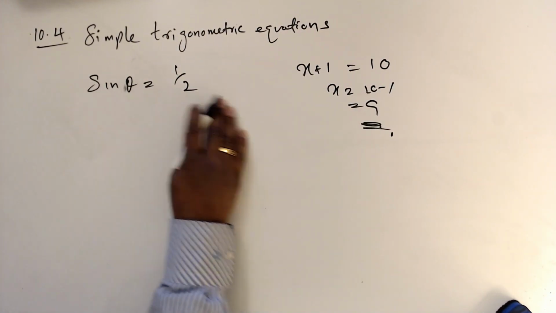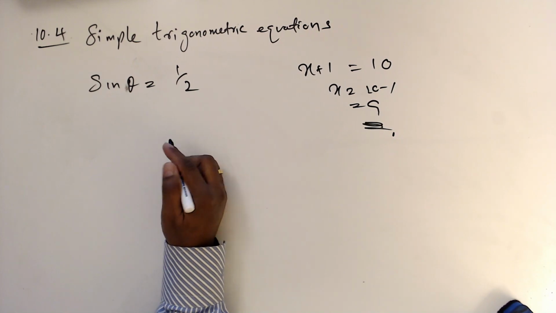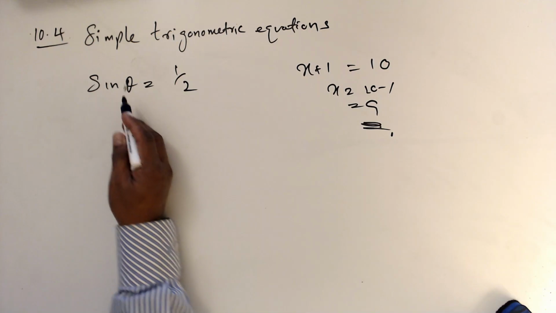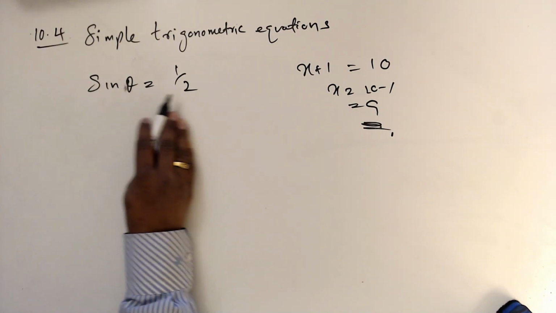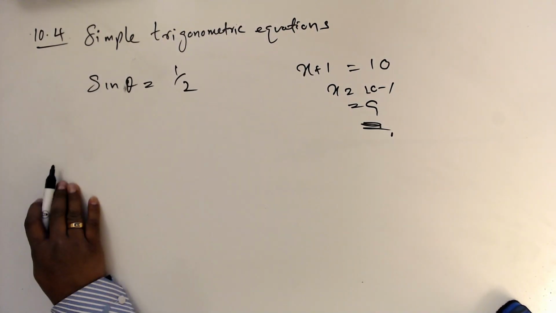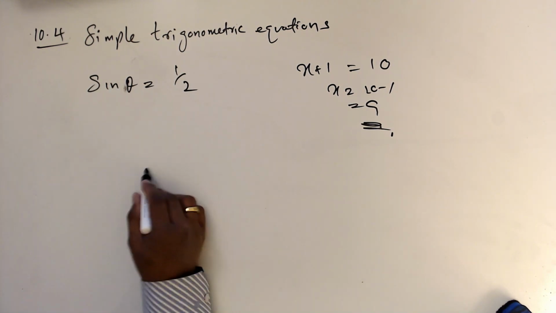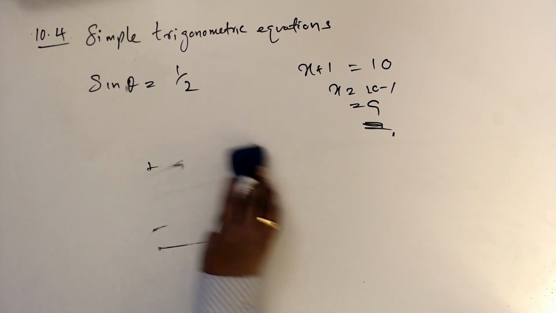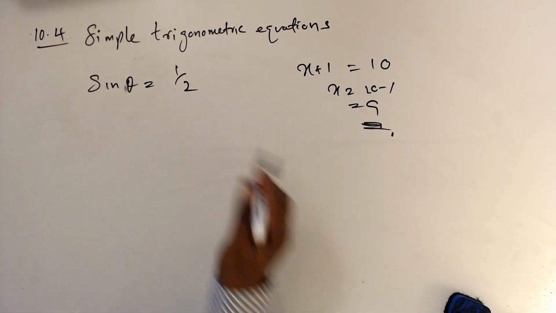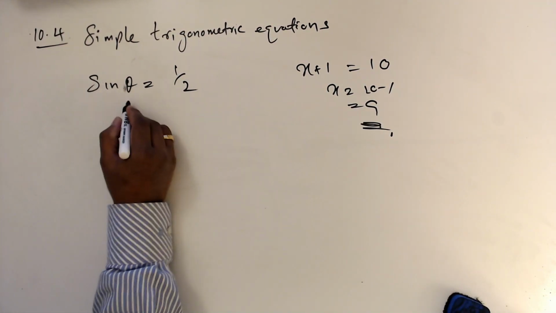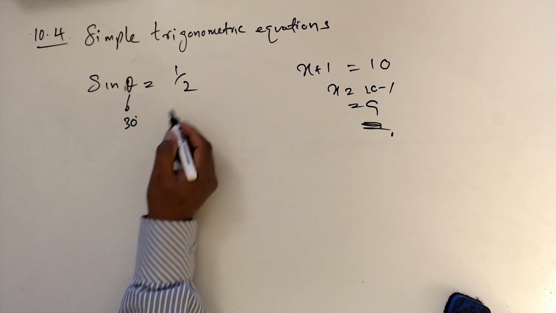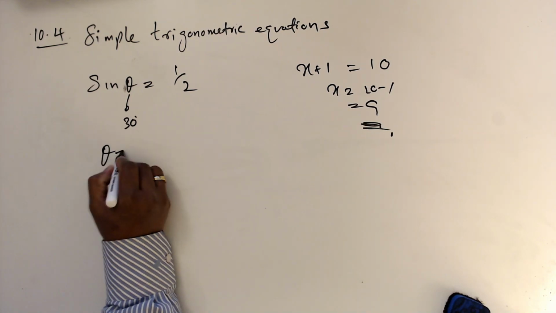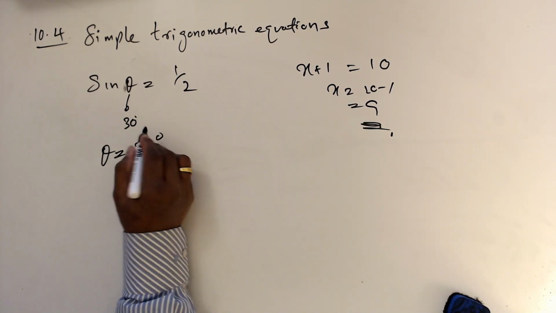Likewise, when you look at this one, what is the variable here? The variable here is theta. Then you want to find which theta value gives half for the sine ratio. You can remember that we discussed a table, or it is very simple. You know that when theta is 30, you will get half. So the answer is theta is 30.